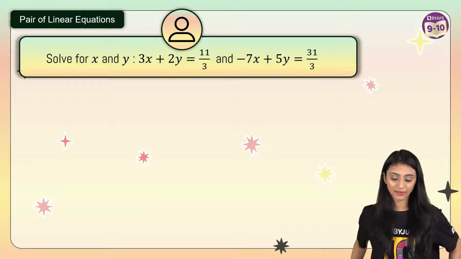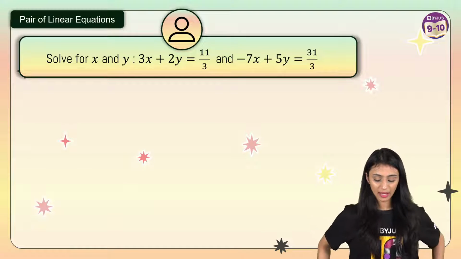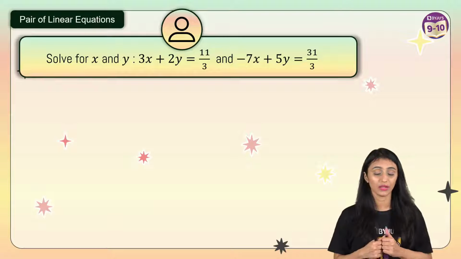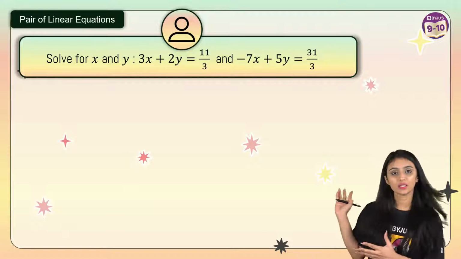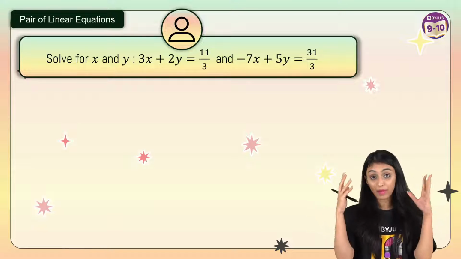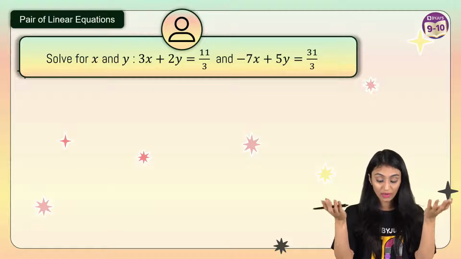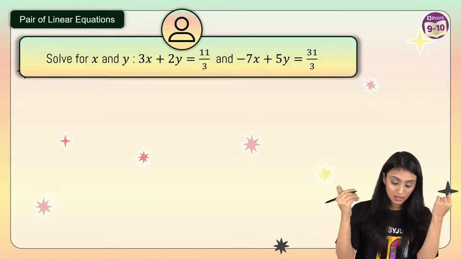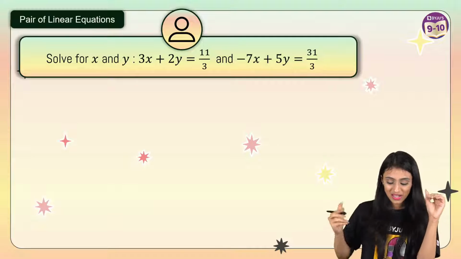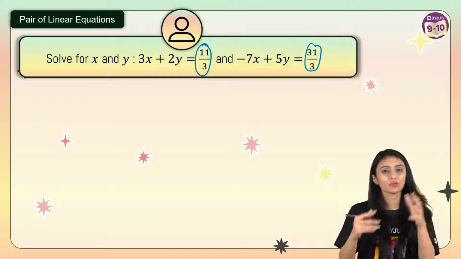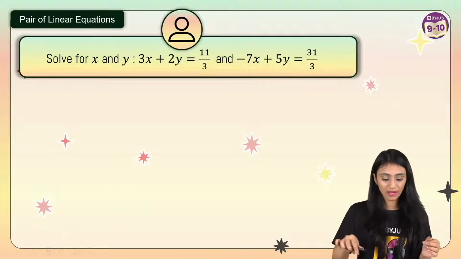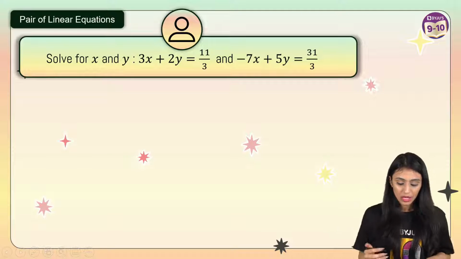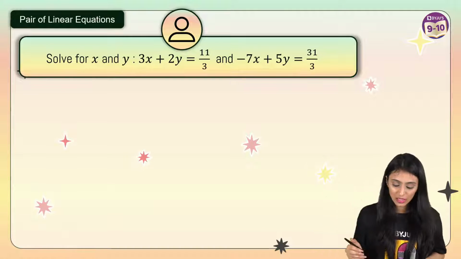Solve for x and y: 3x plus 2y equals 11 by 3, and minus 7x plus 5y equals 31 by 3. The student who posted this doubt, I'm thinking where you would have got confused. Because there are fractions involved, the calculation becomes very complicated. Otherwise, it's a very simple question. The name of the method is not mentioned, so we can use any method here.